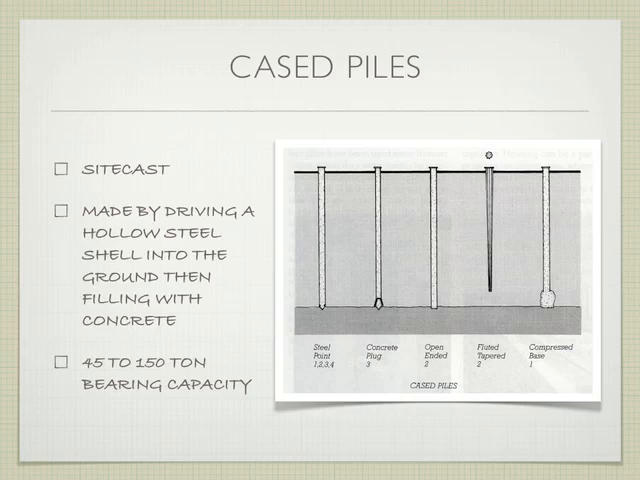45 to 150 ton bearing capacity, right? And again, I'm not going to ask you a true or false question, do cased piles have a 45 to 150 ton? I'm just trying to give you these numbers as an order of magnitude, right? So you would understand that a precast concrete pile can bear the most weight of all of them. Does that make sense? Yeah? Okay.